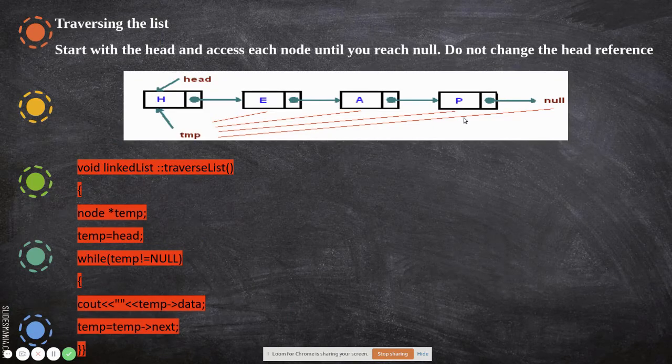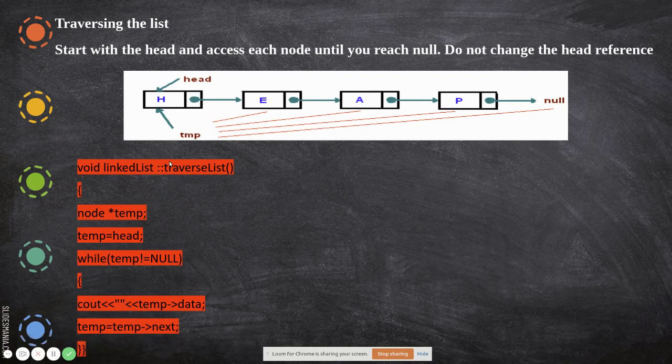So traversing the list, how will you traverse? Initially the head is pointing to the list, then you assign another temporary pointer which is pointing to the starting node. Then you move this temporary pointer to the next, and then you print. When it moves to the next, you print the value in the data field. So how can it be done? That we will see programmatically.